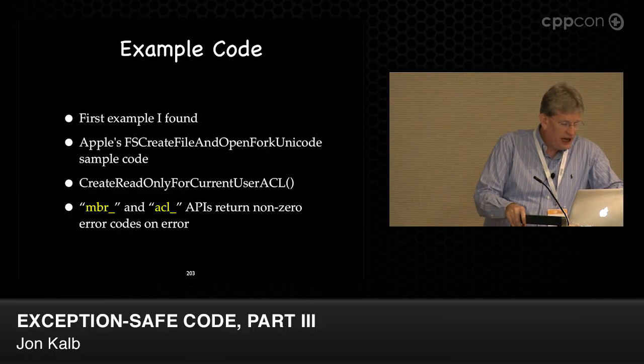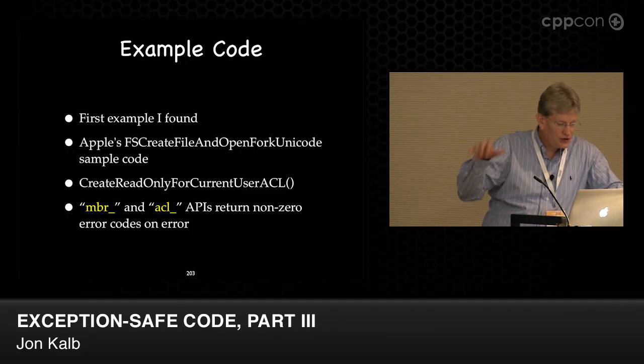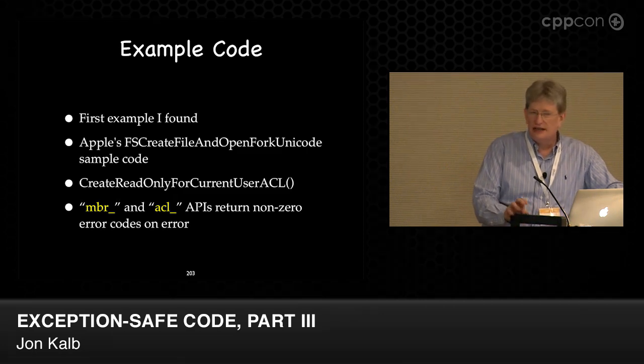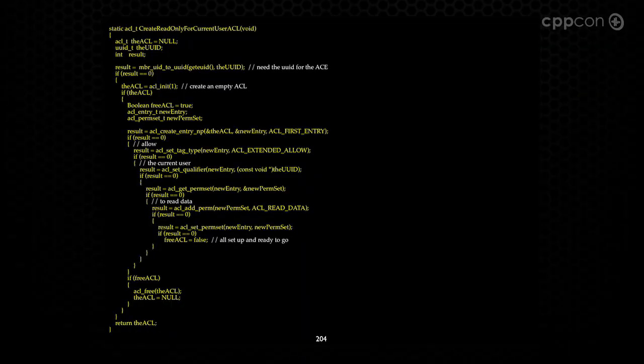There was a call called FSCreateFileAndOpenForkUnicode. But anyway, it does a bunch of things with this API, an MBR_ and an ACL_ API, and they will return non-zero error codes on error, right? So what I said was, what would happen if, now I understand, I did not re-implement their code. I just said, what would happen if their code threw instead of returning an error? So here is what their code looked like.